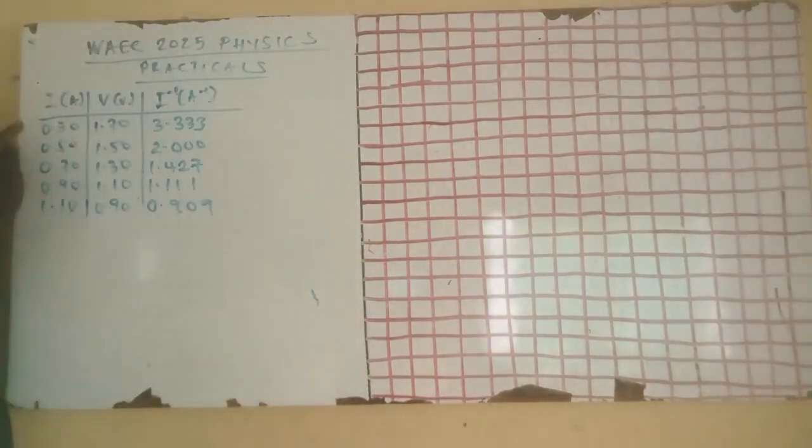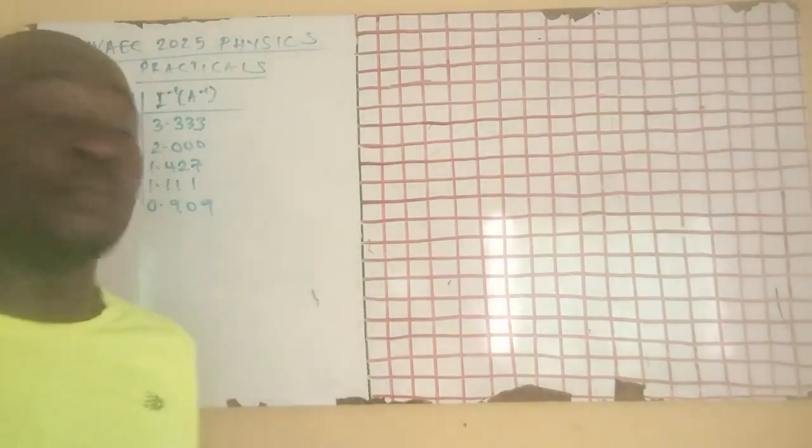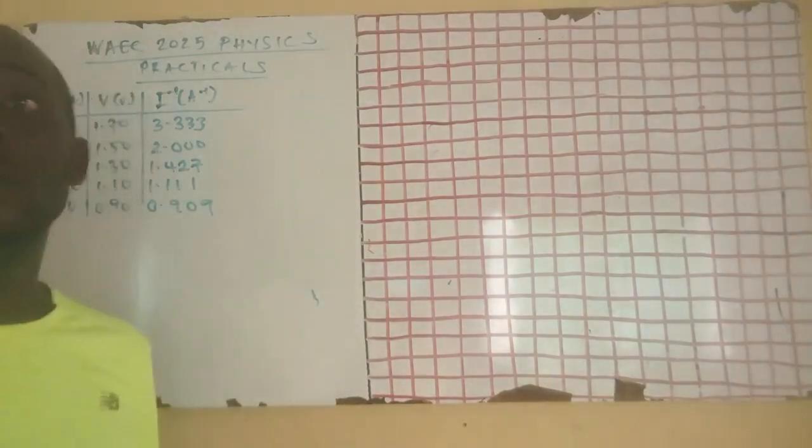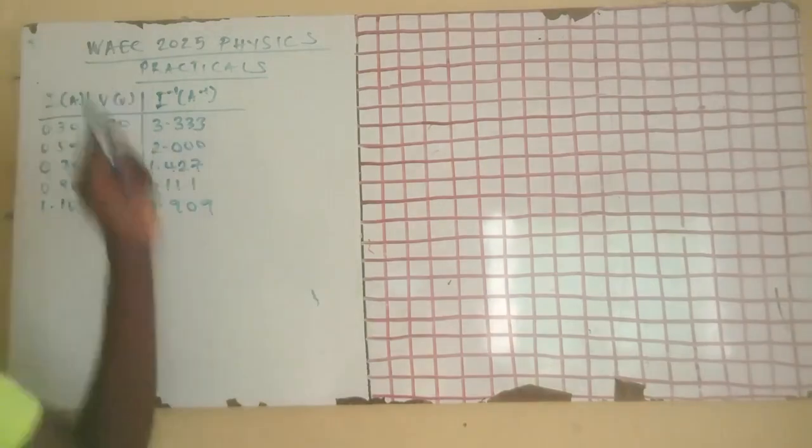If you look at the first column, it represents current. I is current and the unit is always ampere. So when you are making your table, you write the symbol for that quantity and you write the unit in brackets. The second column is voltage, that's V. You put the unit of voltage, which is volt.